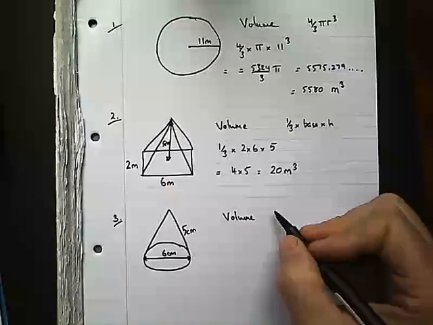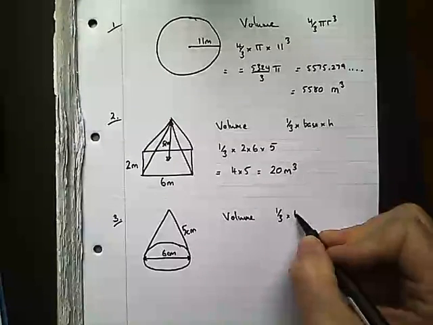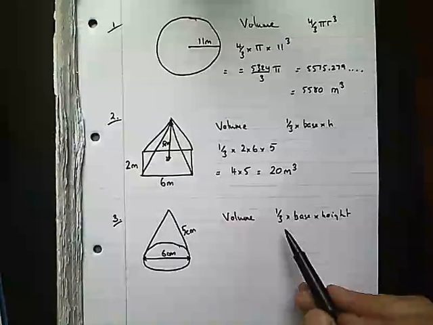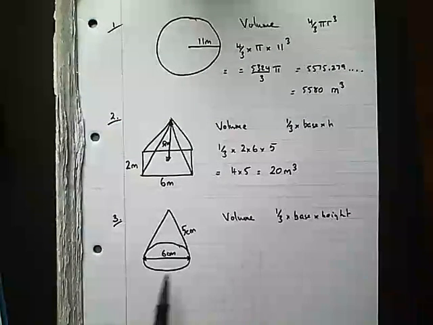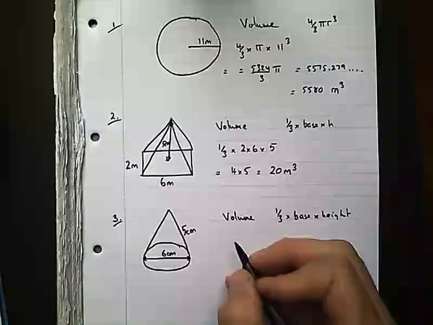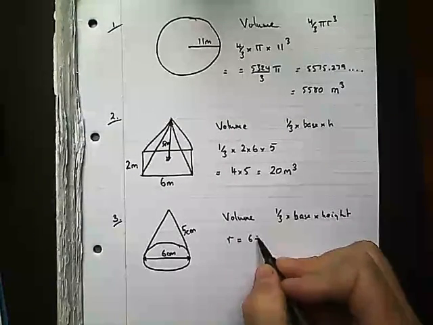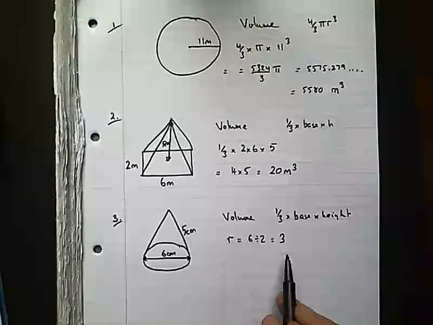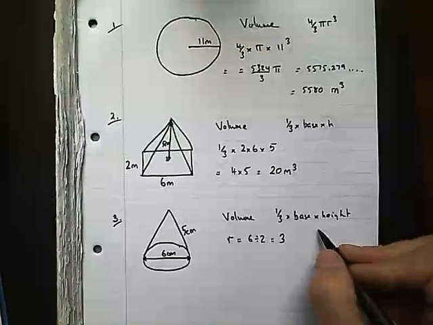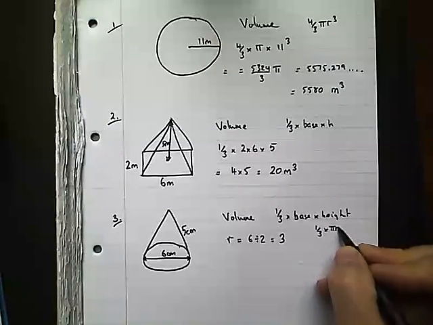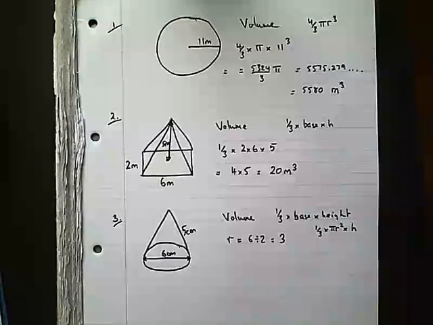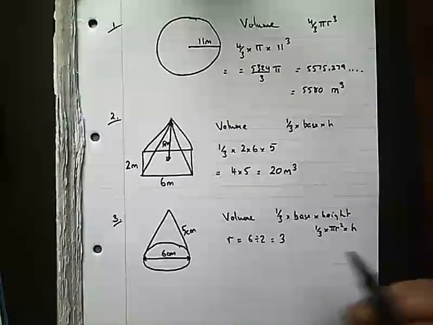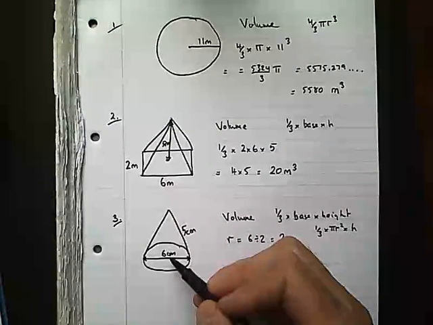Remember, the formula is 1/3 times base times height. So we've got the 1/3. Can we work out the area of the base? Well, they've given us the diameter, so the radius r equals 6 divided by 2, which is 3. So I know that the radius is 3 centimeters, so it's going to be 1/3 times pi r squared times by h. Now I haven't got h. They haven't given me this height, but they have given me enough information to work out that height.